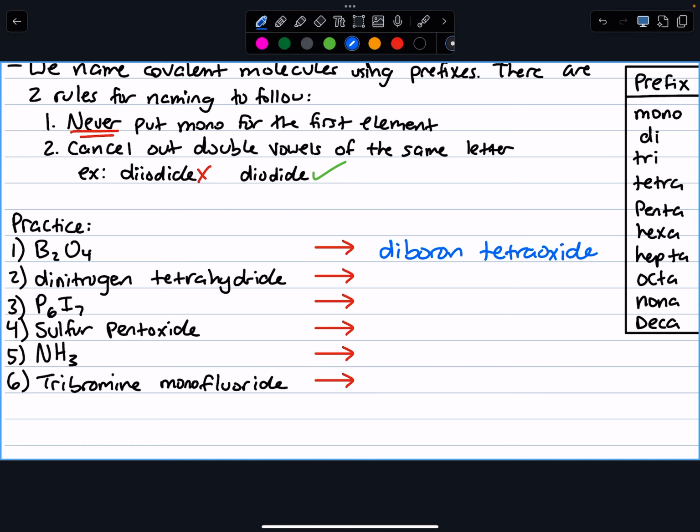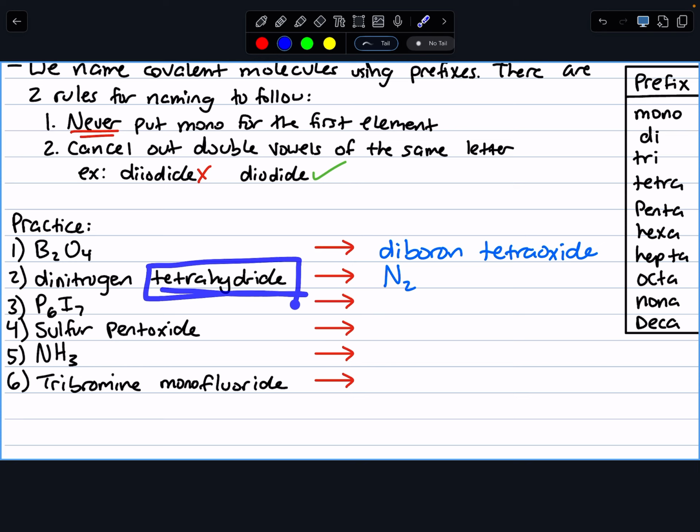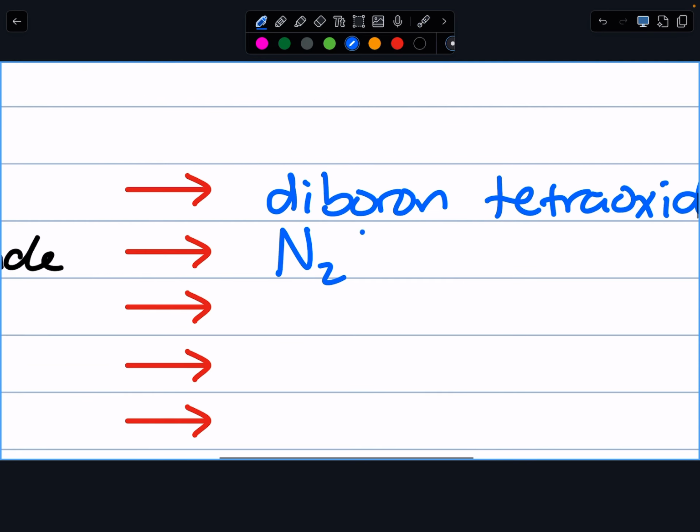Okay, number 2, dinitrogen tetrahydride. So dinitrogen, what does that mean? Two nitrogen, so I'll put N2. And what's tetrahydride? Four hydrogens. Right. Okay, so hydrogen 4 times.